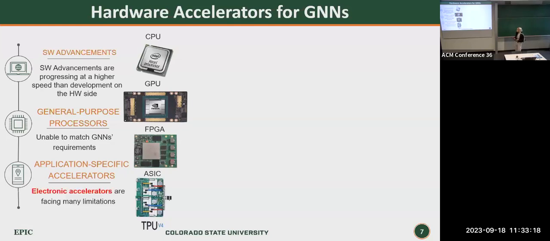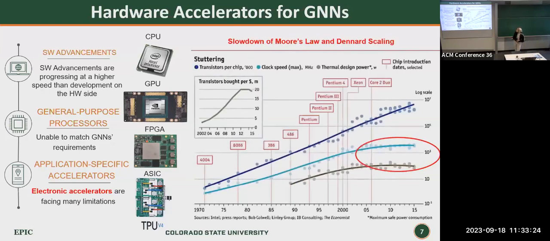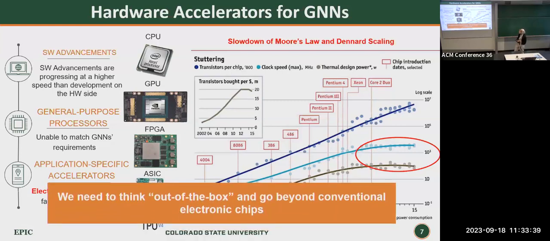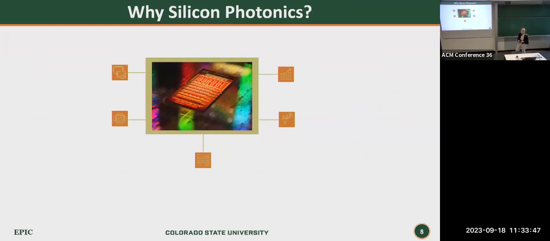However, the main issue here is that electronic accelerators are now facing many limitations. This is mainly as we are entering the post-Moore's law and linear scaling era, where increasing the number of transistors and technology scaling is no longer working, and we're seeing diminishing performance improvements, as can be seen from this graph. So in conclusion, we need to start thinking outside of the box and go beyond just conventional electronic chips. And this is why we are focusing on silicon photonics.